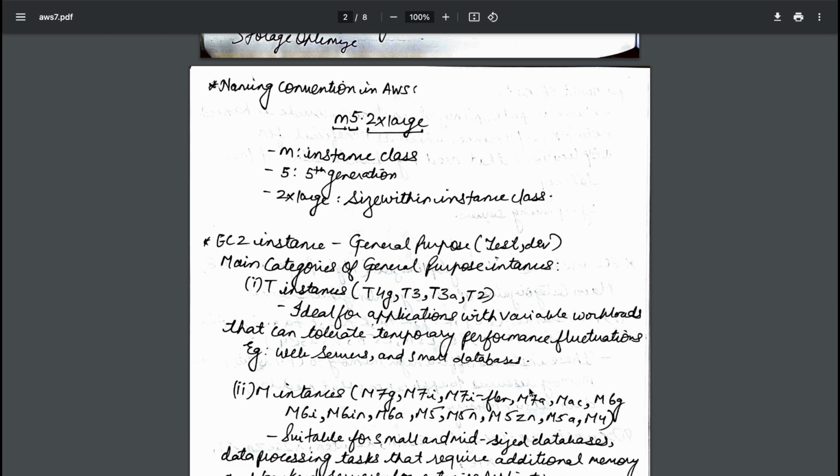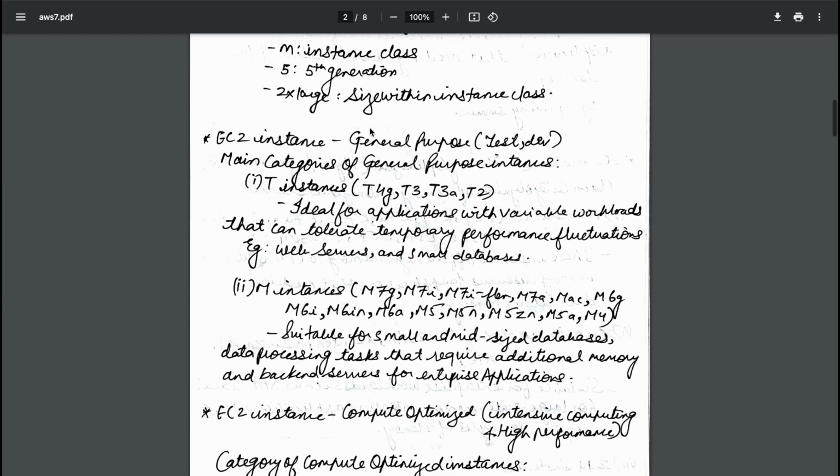Here M stands for the instance class, as you can see here. 5 stands for fifth generation, just like we have Intel Core fourth generation, fifth generation, seventh generation. Similarly, we have the fifth generation over here, right? And the last one is 2xlarge, which indicates the size within the instance class. All right, so that was all about the naming convention in AWS EC2.